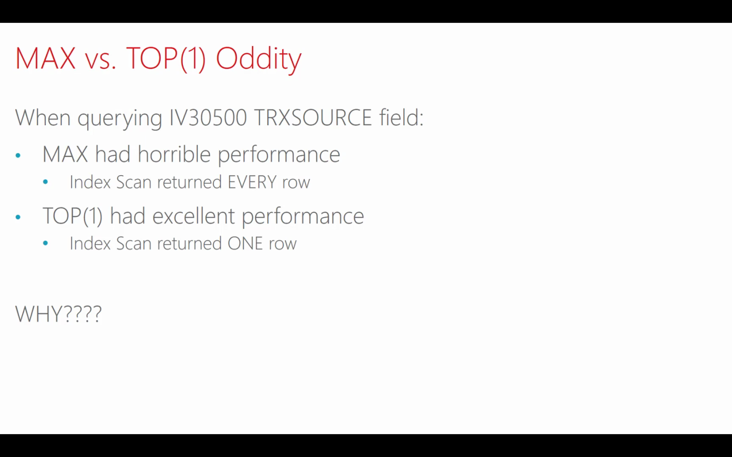So for some reason, certain fields in IV30500, like posted date, were fine. Max and top 1 had equivalent performance, but transaction source had very poor performance. But I didn't know why.